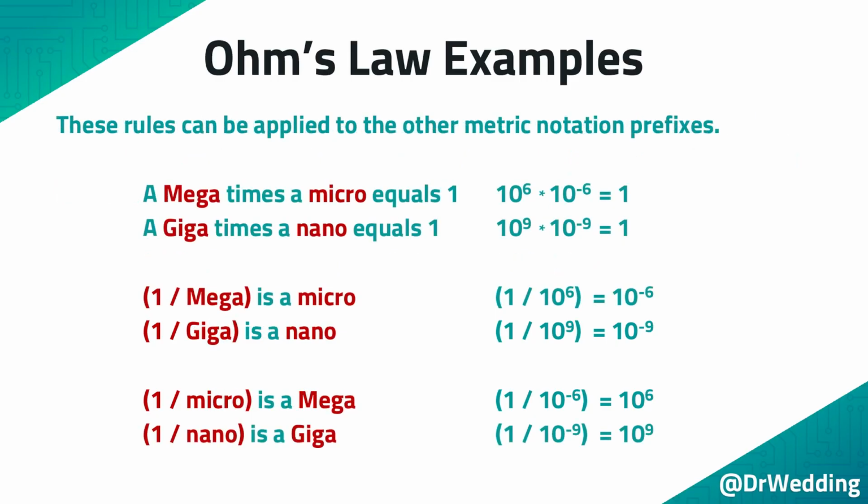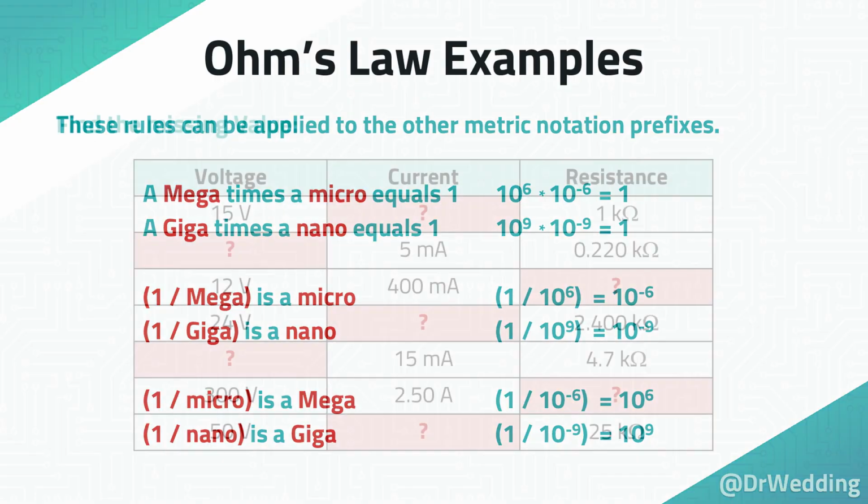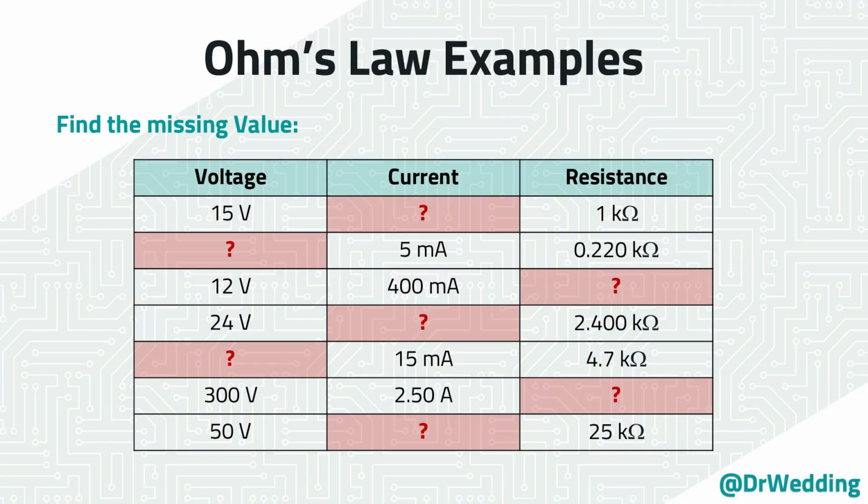These rules can be applied to the other metric notation prefixes. You just need to remember the mega and micro work together because they are both 10 to the power of 6. And giga and nano work together because they are both 10 to the power of 9. In this example, the currents are in milliamps and the resistances are in kilo ohms.